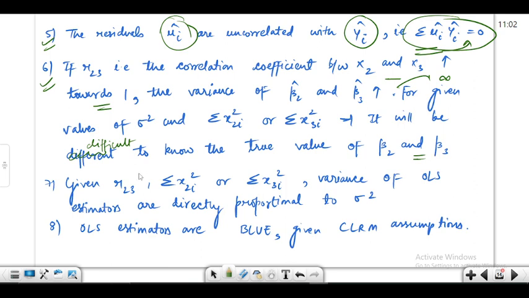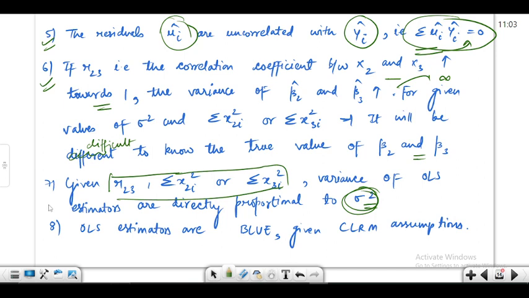So the seventh property is: given R23, summation of x2i square and summation of x3i square, if these three terms are given, the variance of OLS estimators is directly proportional to sigma square. We have seen this. This is also from the same formula that we had just seen. So it is proportional to your sigma square.